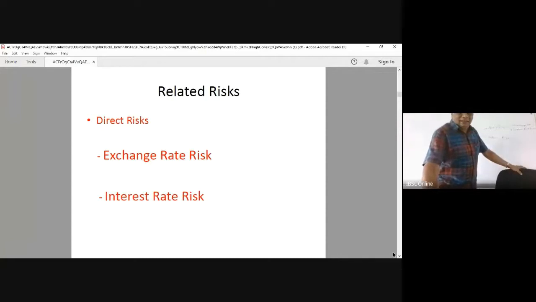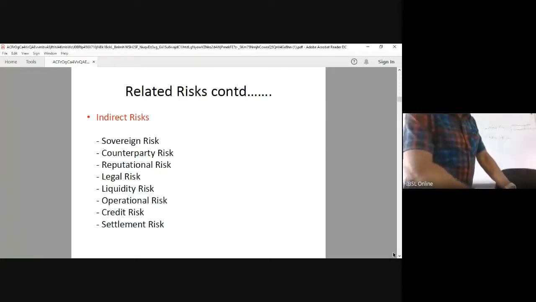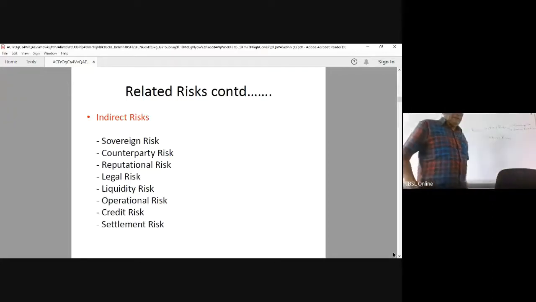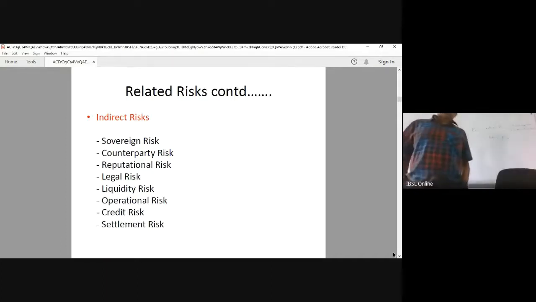Then indirect risk. One is sovereign risk. What is sovereign risk? Country risk. Simple as that. Sovereign risk is country risk, right?